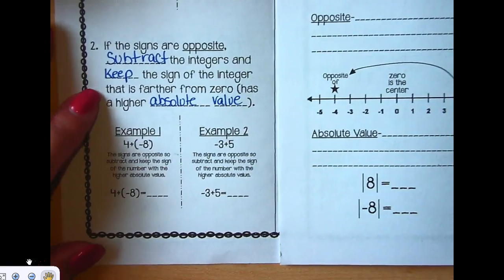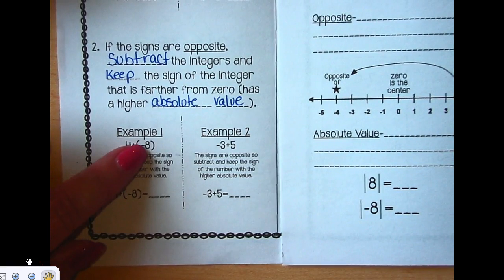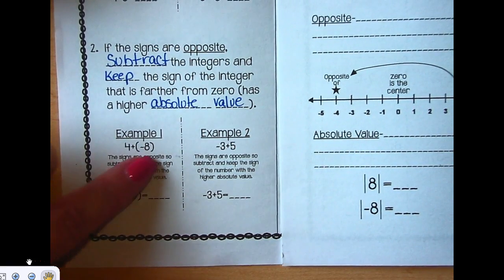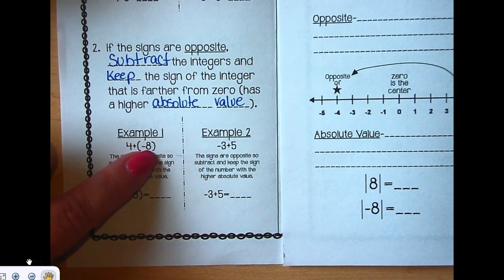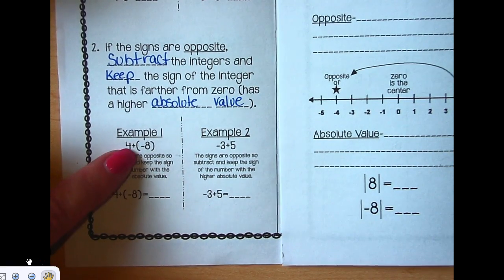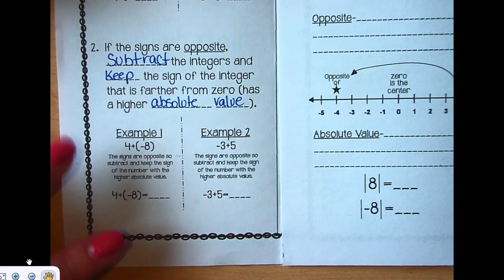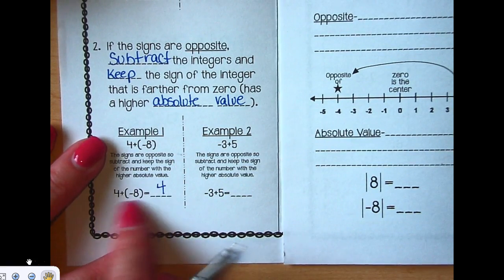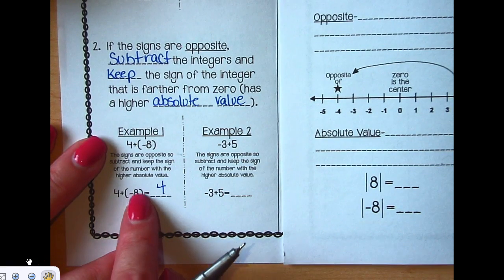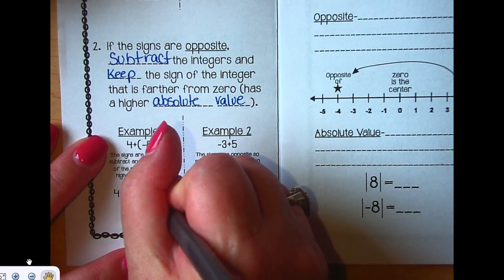So let's look at that. 4 plus -8. Let's think about absolute values. That's a positive, that's a negative. So absolute values, 8 minus 4 is 4. So it's 4. Which one has the higher absolute value? The 8, and it's negative, so our answer is negative.